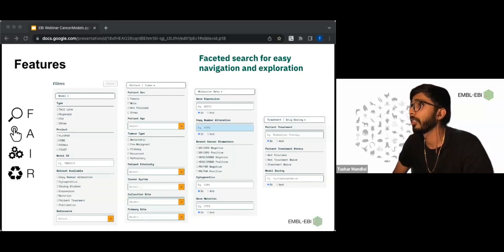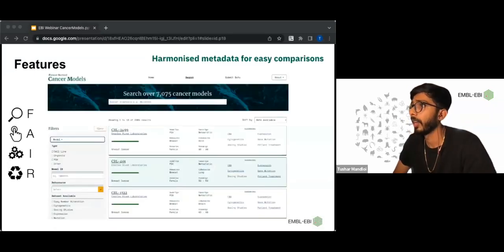Users can filter models based on their type, dataset available, tumor type, or patient sex, etc. Another feature is that we harmonize the metadata for easier comparison across models, and this makes the data interoperable and reusable. So now let's have a look at some of the use cases for better understanding of how you can use the resource.